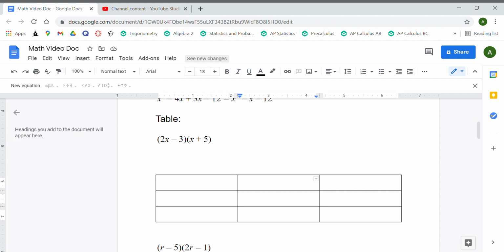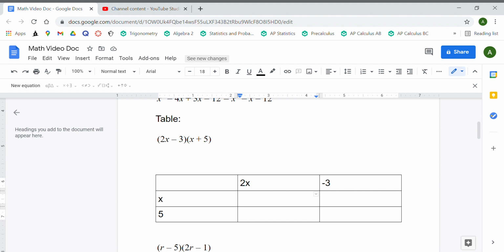What we do is leave the box in the upper left-hand corner blank. And then in this column, in these two cells, we're going to put the terms for this binomial here. So it's going to be 2x and negative 3. And in these two cells we're going to put the terms for the second binomial. So it's going to be x and 5. And now we can use our table to easily multiply our terms together.